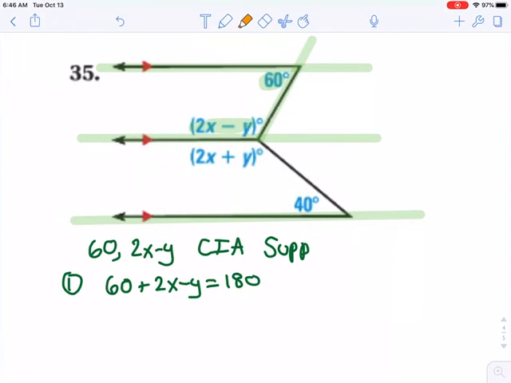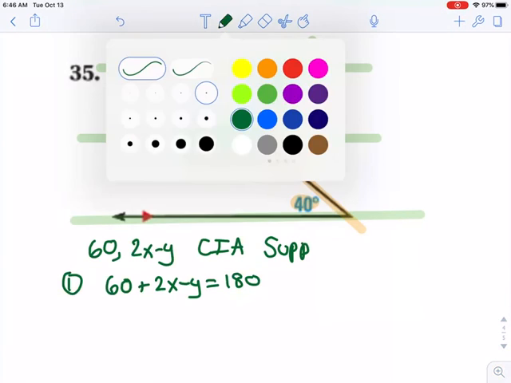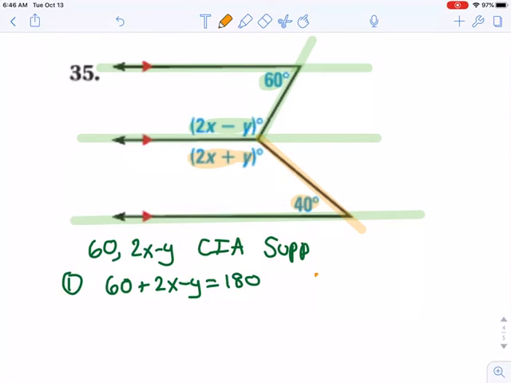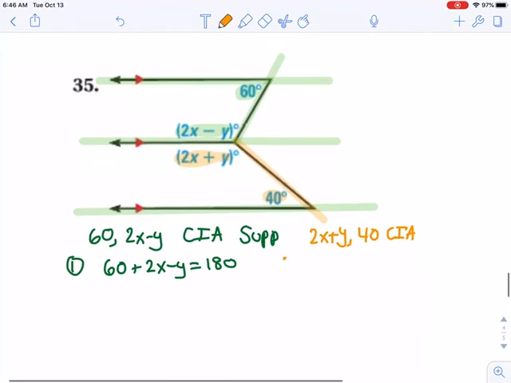Next, I can kind of focus on stuff over here. This transversal, well, now this angle, 2x plus y and 40, are also consecutive interior angles, so they're also supplementary. So I can say 2x plus y plus 40 equals 180. Cool beans.